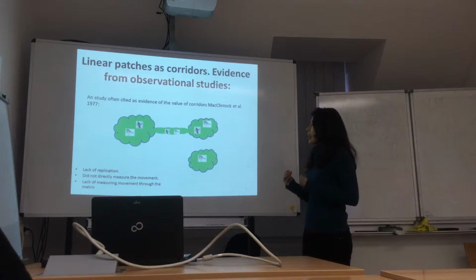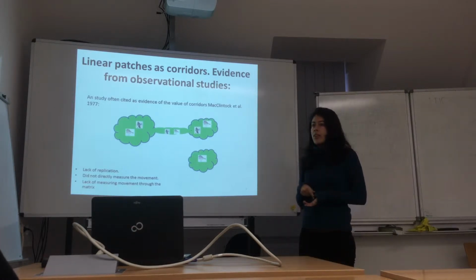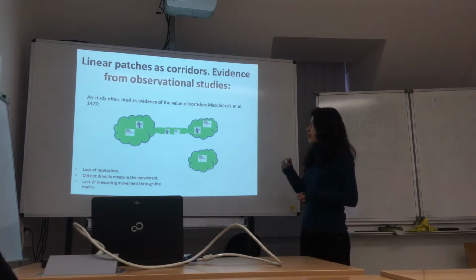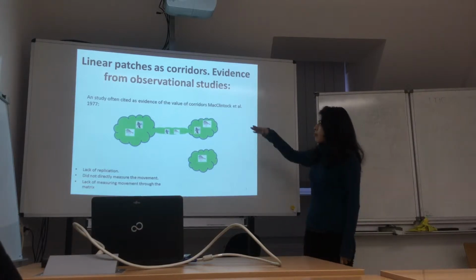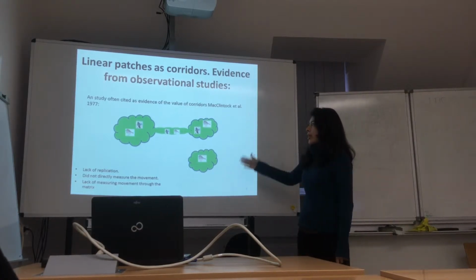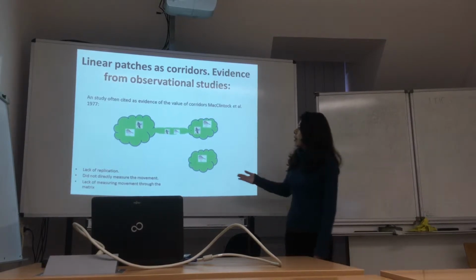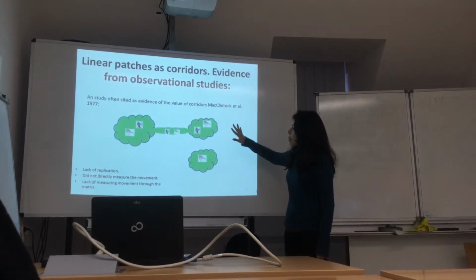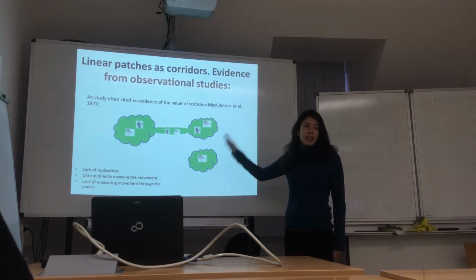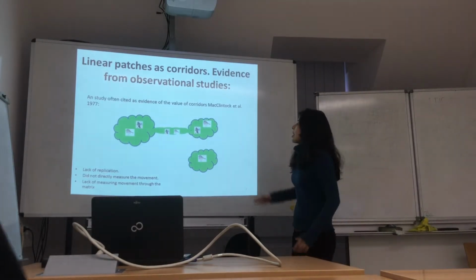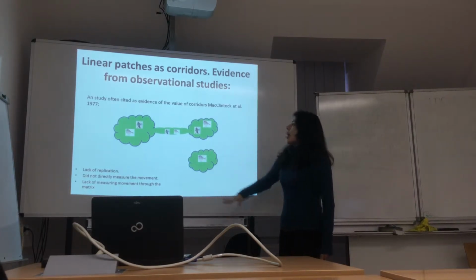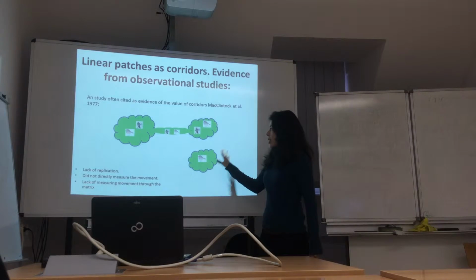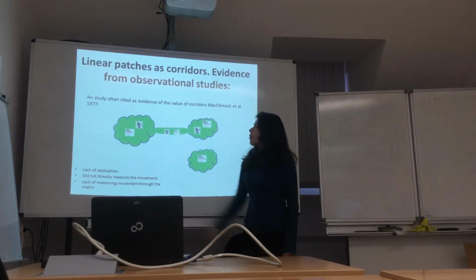So to understand and to know that corridors are functioning and that there is movement of individuals, scientists have tried to do it through many studies, but the evidence from some observational studies might be inadequate, and they give several examples. One of the main ones is this paper that is the base of many other studies that came after it. For example, these researchers had an isolated patch and two patches of vegetation connected through what they call the corridor.